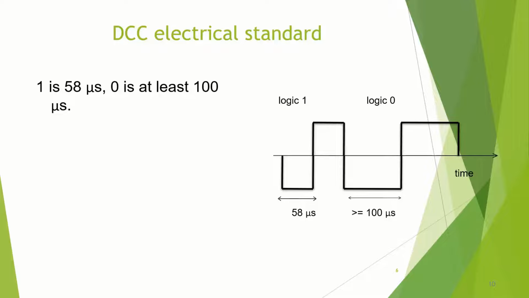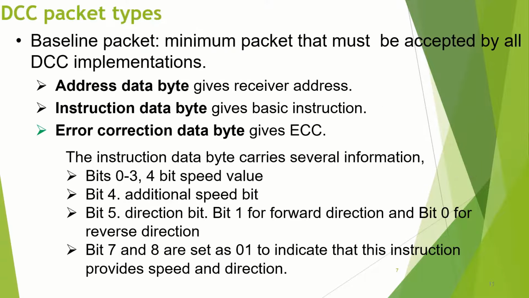The key note is that the data signal should not change the DC value on the rails. The data signal can swing between two voltages around the power supply voltage as shown in the figure. So logic 1 lasts for 58 microseconds and logic 0 should remain for more than or equal to 100 microseconds. The communication standard S9.2 describes how bits are combined into packets and the meaning of some important packets.